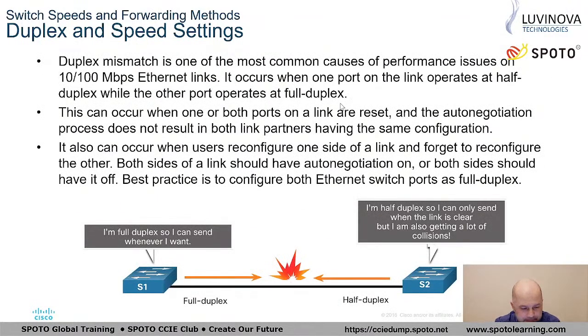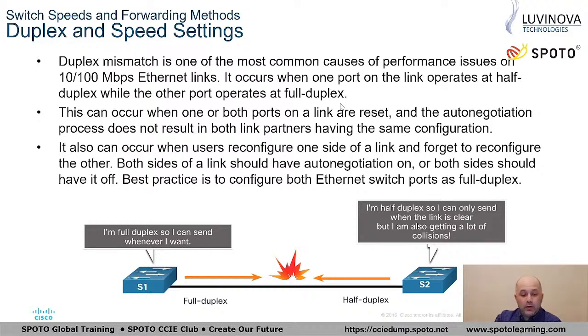Duplex and speed settings. Duplex mismatch is one of the most common causes of performance issues on 100 megabits. 100 megabits means your network card accepts 10 up to 100 megabits of bandwidth speed. It occurs when one port on the link operates at half duplex, while the other port on the link operates in full duplex. That's what I just mentioned before. We should not allow that. Both ports must have the same duplexing.